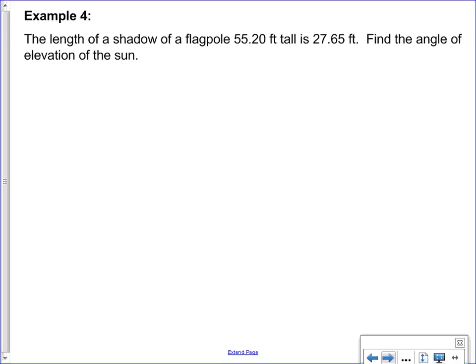Once upon a time, the length of a shadow of a flagpole is blah, blah, blah, blah, blah, blah, blah. Find the angle of elevation.